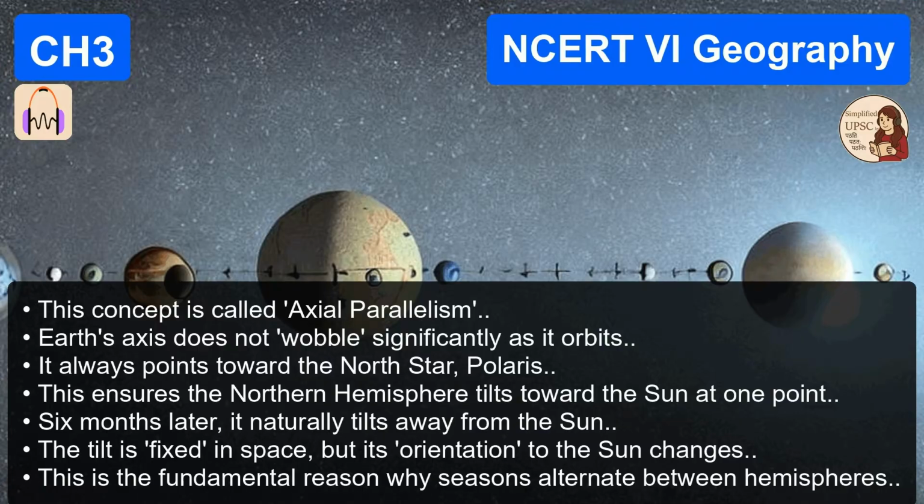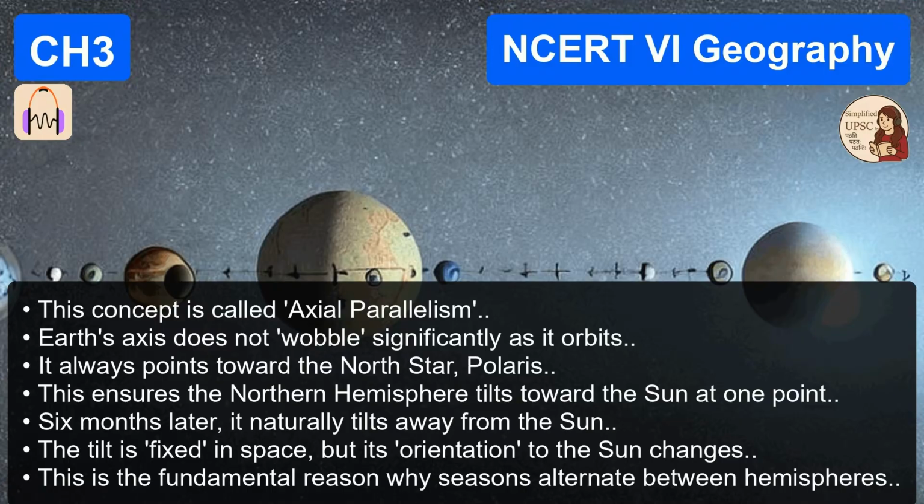D, revolution of the Earth on a tilted axis. Now, this is a beautiful example of a tricky UPSC question. Why? Because options A, B, C, and D are all true statements. They are all scientifically correct facts. Right. They are all facts about the Earth.